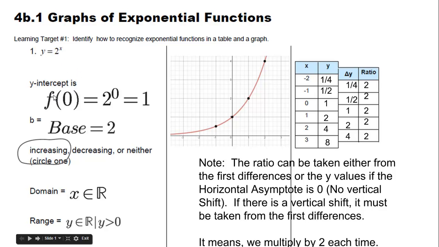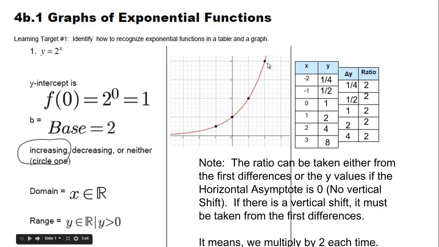And so we just walk through the y-intercept: if you sub in 0, you get 2 to the 0, which equals 1, and that's the point (0, 1). So one of the points on the graph is (0, 1). We're going to find that that point is common with most of these graphs. The base function is given from the question. It's a base 2. We can see that this is increasing as we move left to right.